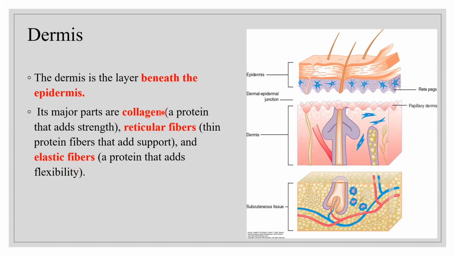Collagen is a protein that adds strength. Reticular fibers are thin protein fibers that add support, and elastic fibers are a protein that adds flexibility. Elastic, flexibility; reticular, support; and collagen, strength.